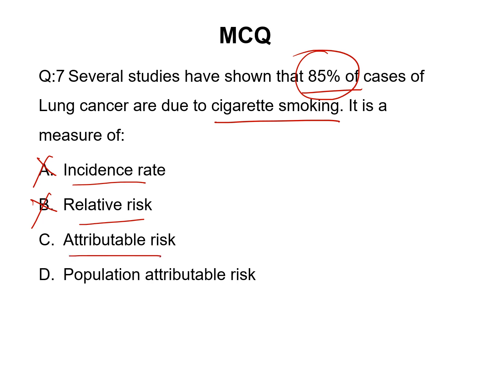Can this be attributable risk? Yes, because attributable risk refers to the extent to which the disease can be attributed to the risk factor. So here 85% of the disease is attributed to the risk factor. So this is directly referring to attributable risk. Can this be population attributable risk? It's not, because population attributable risk means the amount of disease that can be reduced if the suspected risk factor has been eliminated from the population. So the answer to this question is option C, attributable risk.